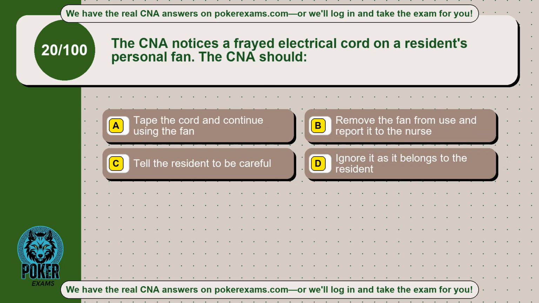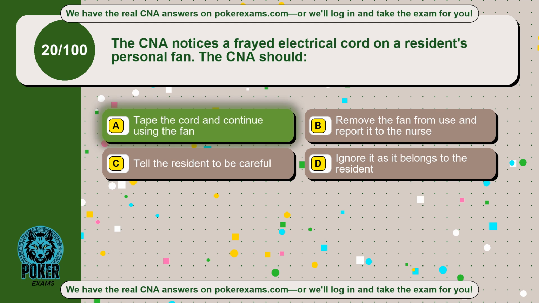Question 20. The CNA notices a frayed electrical cord on a resident's personal fan. The CNA should: Option A, tape the cord and continue using the fan. Option B, remove the fan from use and report it to the nurse. Option C, tell the resident to be careful. Option D, ignore it as it belongs to the resident.